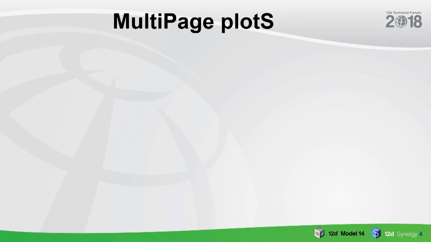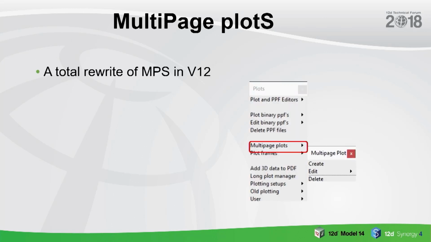Big one, and this will be demonstrated tomorrow, is the Multipage Plots. So it's an MPS, the V12 multi-page sheets on steroids. No longer is it multi-page sheets. It stands for multi-page plots. We're no longer using the word sheets. And so basically, it's got 3 levels: book, chapter, and page.